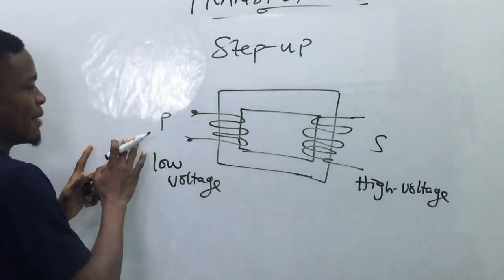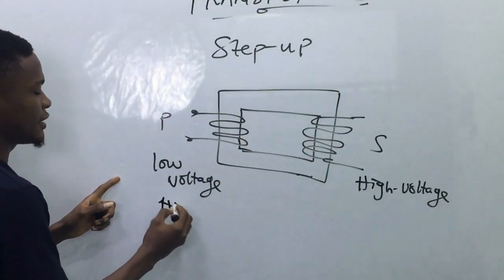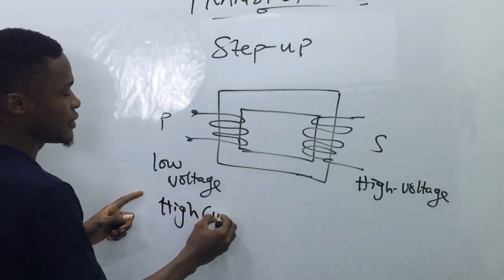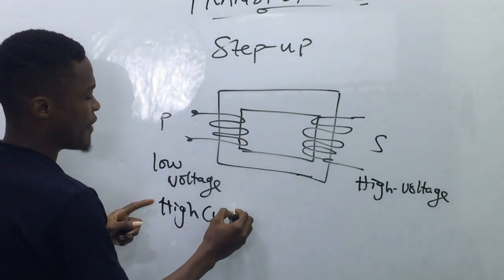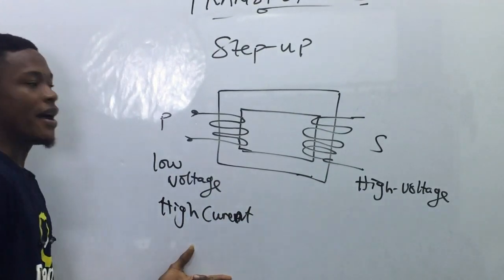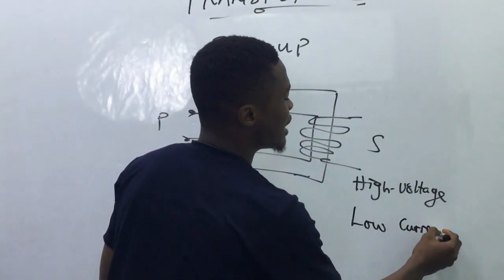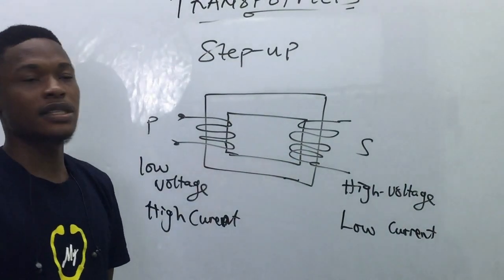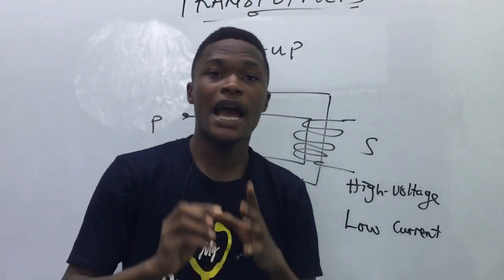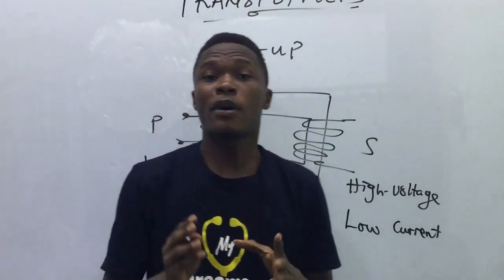So that means that if I have a high current in the primary, I will get a low current in the secondary. That is what a step-up transformer does. Okay, and then we can apply the step-up transformer in what?